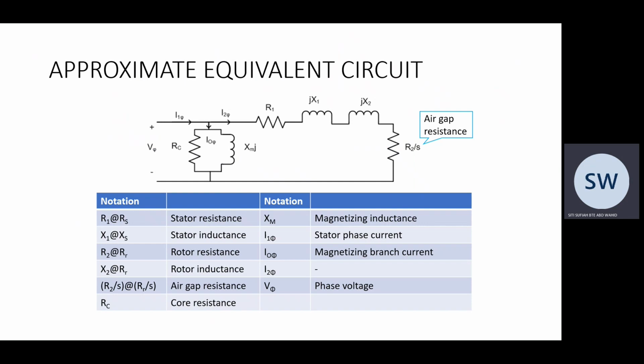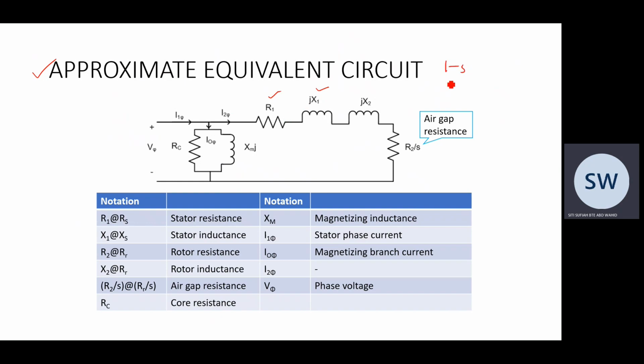So at the end, this is the equivalent circuit that you are going to use, the approximate equivalent circuit, whereby you have already moved the magnetizing branch to the front. Similar to a transformer, the current that flows through the magnetizing branch is very small, so it has no effect on the voltage drop across this. So you can simply move it to the front. So at the back, you are only left with R1, jX1.